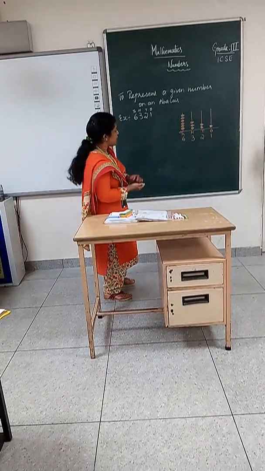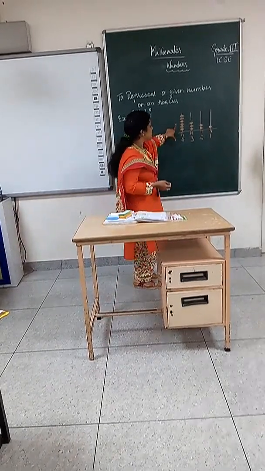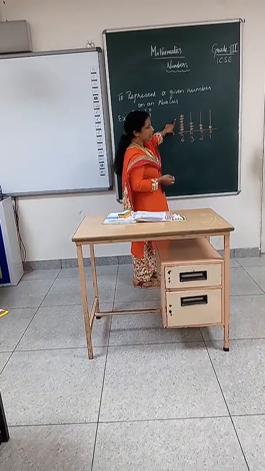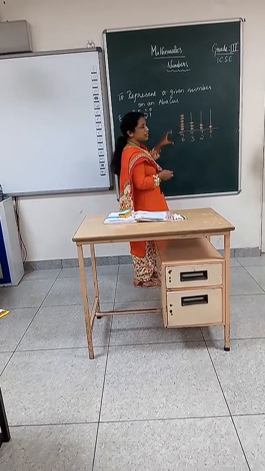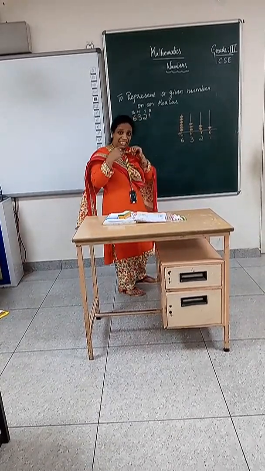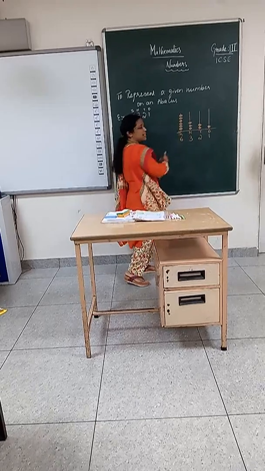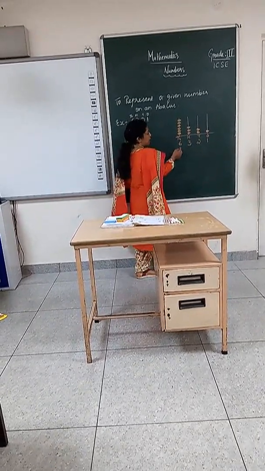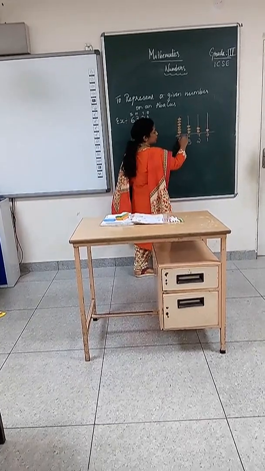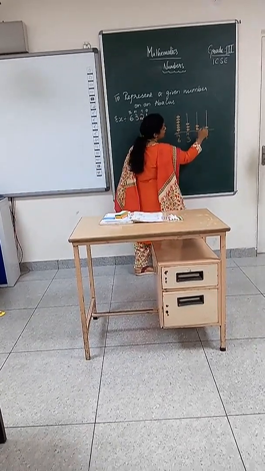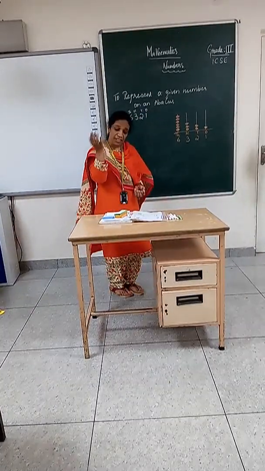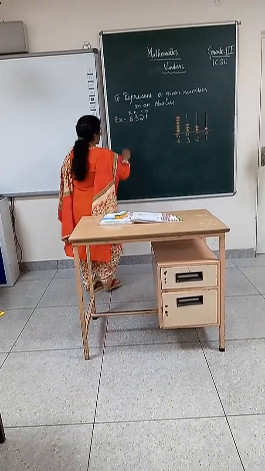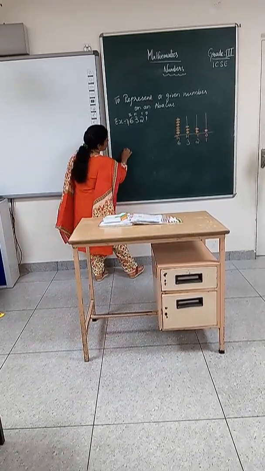See children, how beautifully we have represented the given number on an abacus. This gives a very clear picture, and it helps us to understand the given number and to read the number, that is 6321. So let me consider another example. I am going to take one more example now.